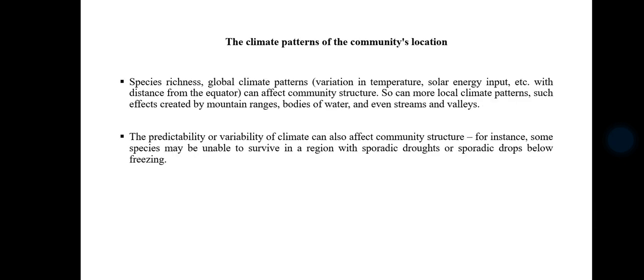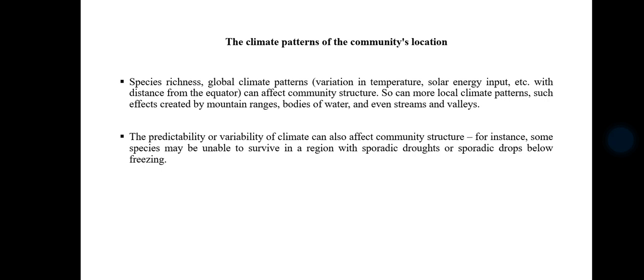The climate patterns of the community's location. Species richness, global climate patterns, variation in temperature, solar energy input, etc. with distance from the equator can affect community structure. So can more local climate patterns, such as effects created by mountain ranges, bodies of water, and even streams and valleys.